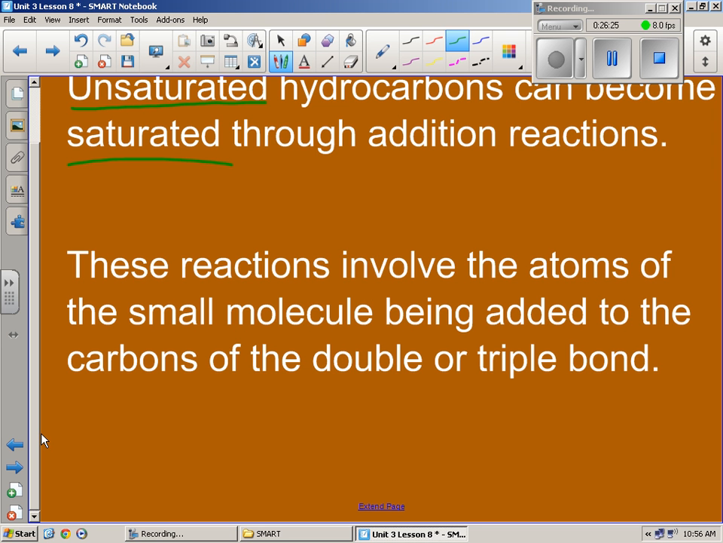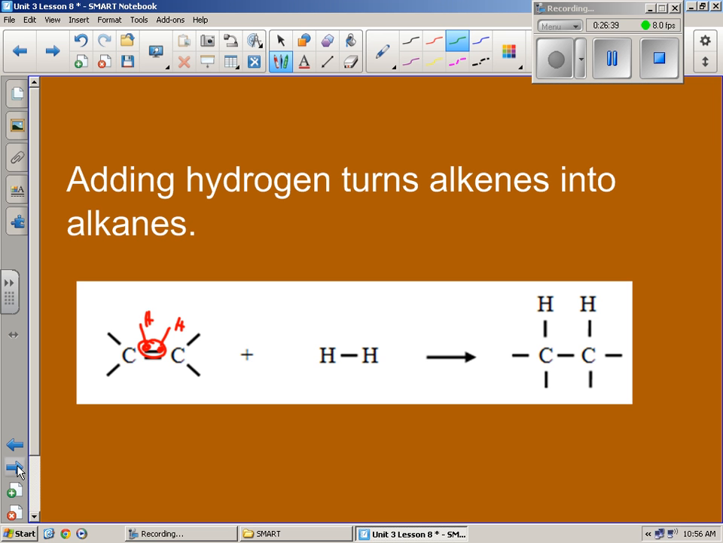Okay, you need to quit talking. These reactions involve the atoms of the small molecule being added to the carbons of the double or triple bond. So in these organic compounds, we have double or triple bonds, and that small molecule there, that add-on addition part, is going to get added on. Okay. Now, I need to get rid of that. Okay. So adding hydrogen turns alkenes into alkanes, for example.